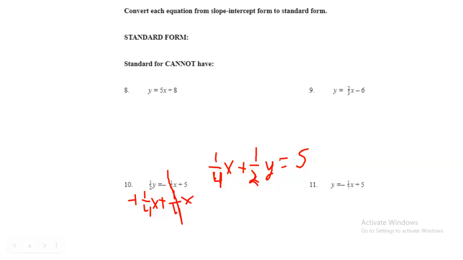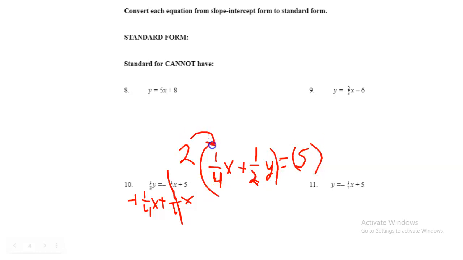So in order to get rid of these fractions, I want to multiply both sides by something so that my 4 and my 2 cancel out or reduce down to a whole number. So if I do that, this one's actually a little unique because 2 is a factor of 4. So if I were to multiply both sides by 2, let's see what happens.